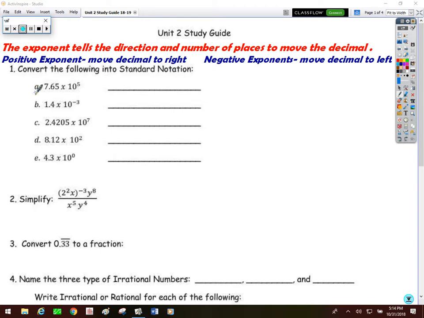Okay, so if I look at the very first problem, 7.65 times 10 to the fifth power. Here's my exponent. It's a positive exponent, so I'm going to move to the right 5 places. I'm going to take my decimal, wherever it is, and move it to the right. I need to move it a total of 5, which means I need to add 3 more zeros. Let's go back and make sure: from here to here is 1, 2, 3, 4, 5. So 7.65 times 10 to the fifth is actually 765,000 in standard notation.